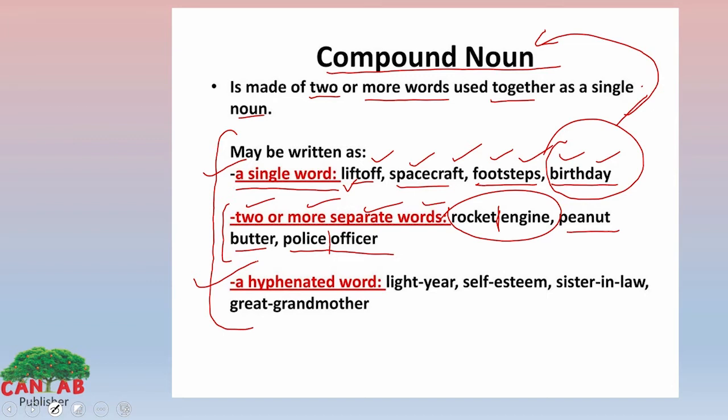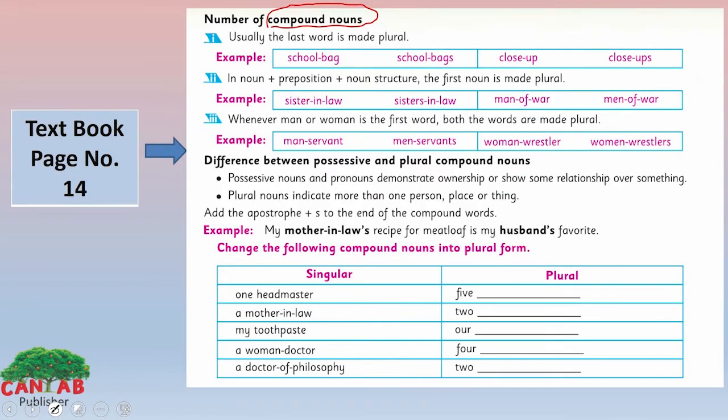Light-year, we have a hyphen here. Self-esteem, sister-in-law. As you can see, this is a preposition. In hyphenated compound nouns, we also use prepositions, like great-grandmother. So, dear student, today we will discuss three ways of changing singular to plural compound nouns.